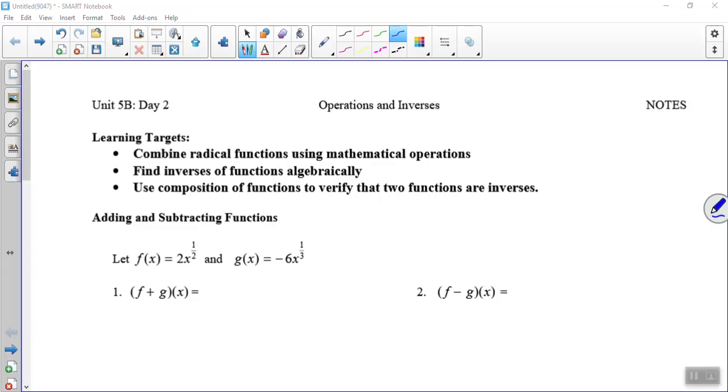Hello, this is Unit 5, Day 2. We're looking at operations and inverses of radical functions. All right, so we've done some operations before with linear functions. We're going to do them now with radical or exponential.